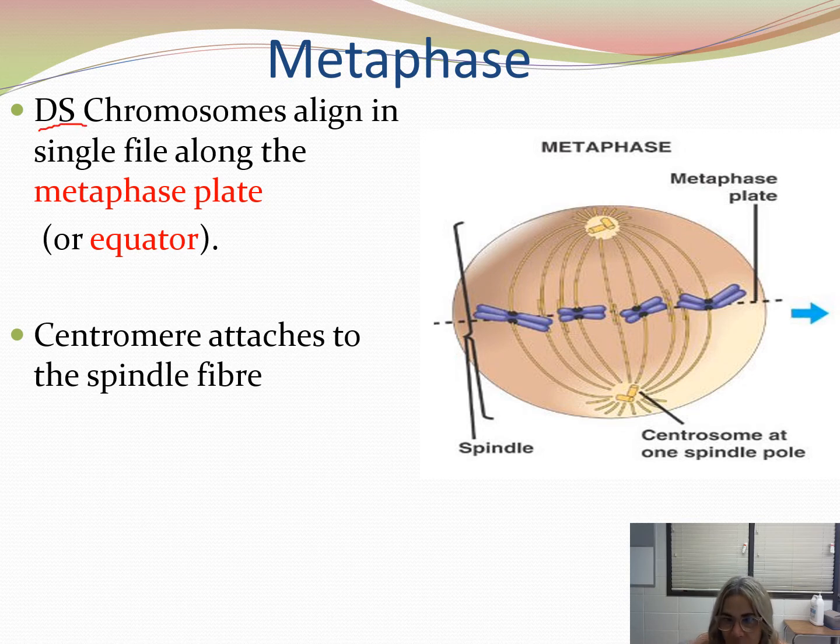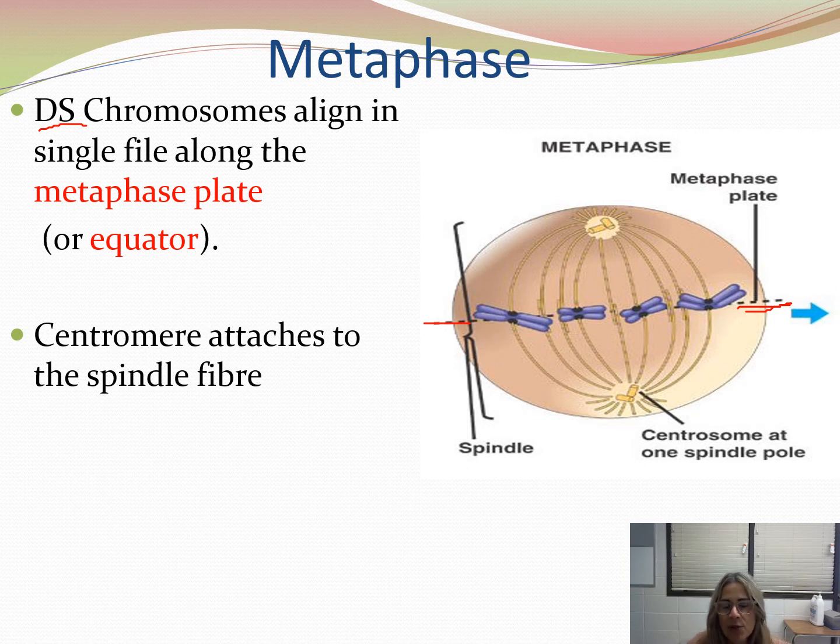So you can see that here, right? We have the chromatids attached together, so they are still double-stranded chromosomes. And then what we actually call the middle part here where the dotted line is, where those chromosomes line up, we call it the metaphase plate. Sometimes it's also called the equator. So kind of like the Earth has the equator that runs on 0 degrees longitude, same type of idea.